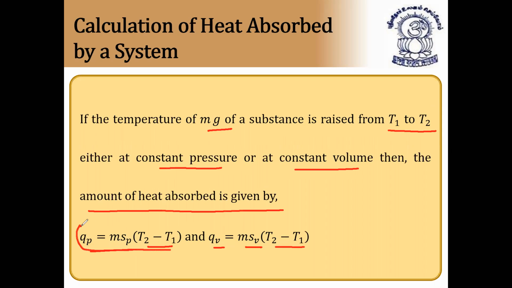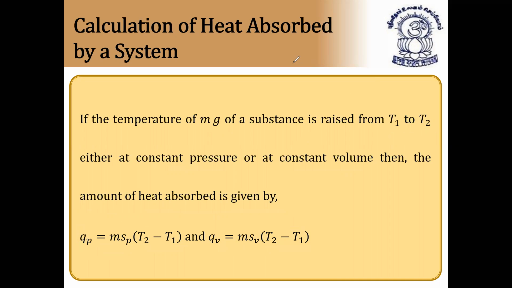Mass into specific heat capacity at constant pressure into change in temperature, mass into specific heat capacity at constant volume into change in temperature. So you can find the amount of heat absorbed at constant pressure and constant volume: QP is equal to mass into specific heat capacity at constant pressure into T2 minus T1, and QV is equal to mass into specific heat capacity at constant volume into T2 minus T1. I hope it is clear. Next.